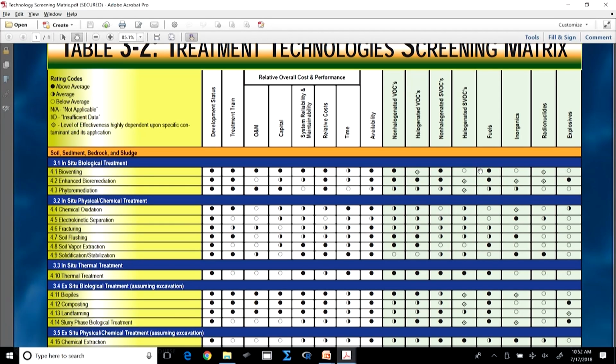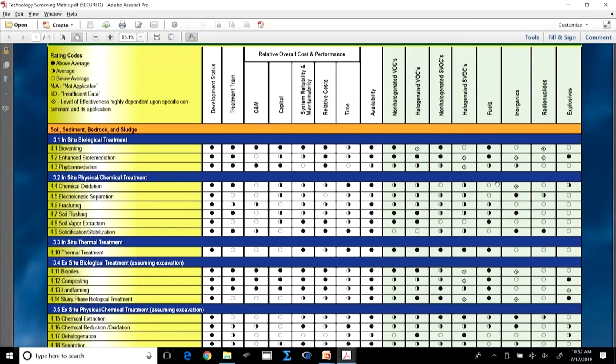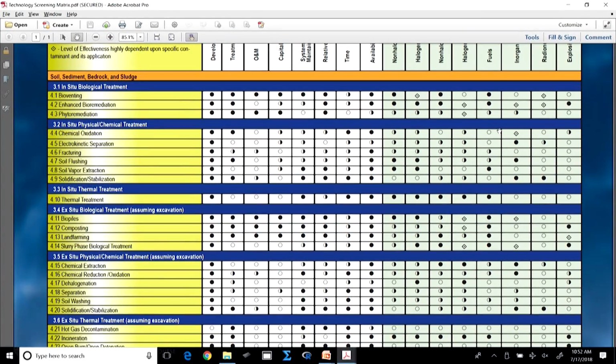But with respect to fuels, this summary of all the available literature and knowledge bank out there says that these bioremediation in situ biological treatment techniques are pretty good for remediating fuels. So again, one particular way to go about choosing or narrowing down the relevant options. Looking at this screening matrix, you can narrow down the relevant remediation technique or screen the different remediation techniques.